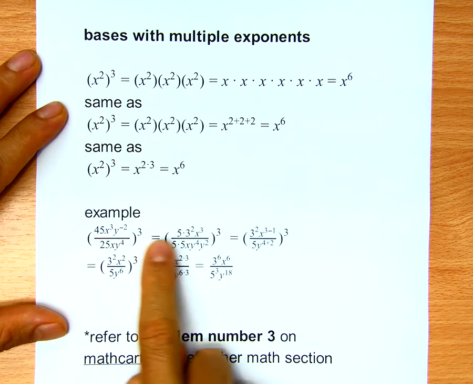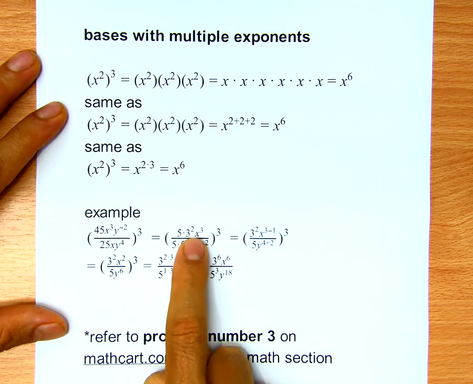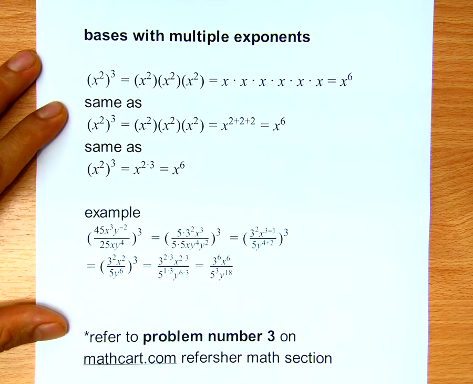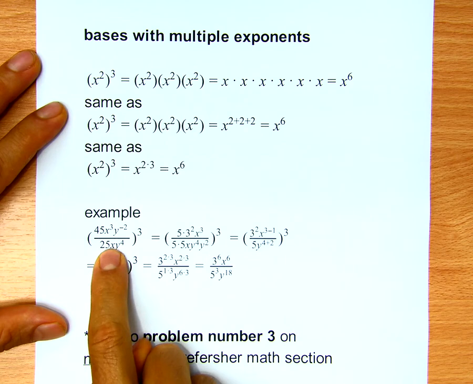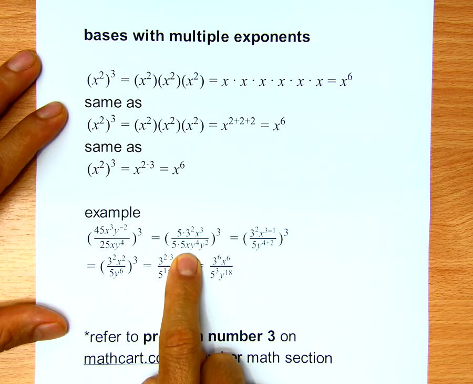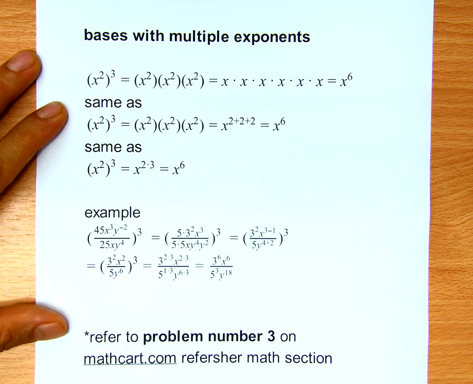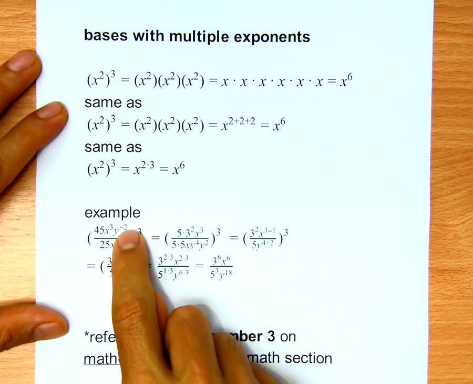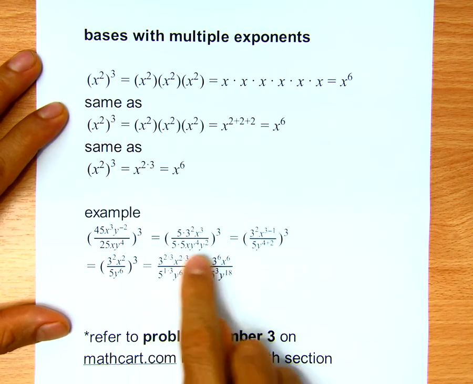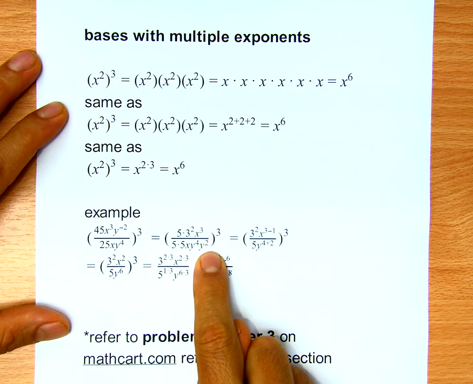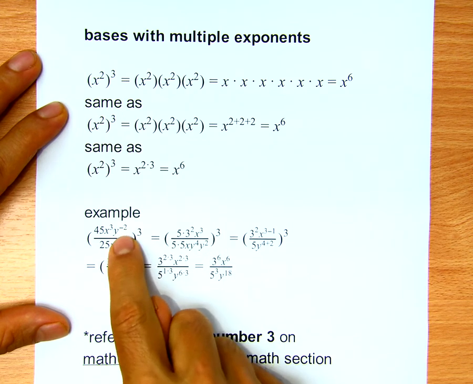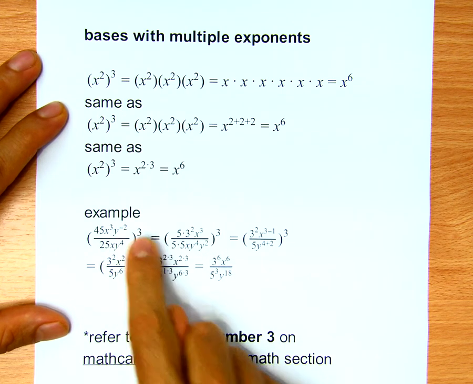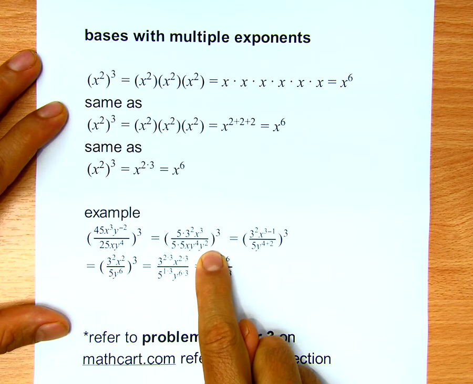So I broke down 45 to 5 times 9, and I wrote the 9 as 3 power 2. This will make it easier later when I have to deal with the power on the outside. And I broke down 25 as 5 times 5. I also decided to move this y that has a negative exponent because I find it easier to make my exponents positive. So I took this y that was to a negative 2 and I put it on the bottom.